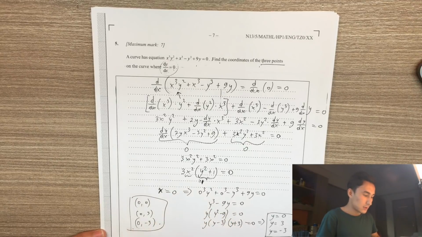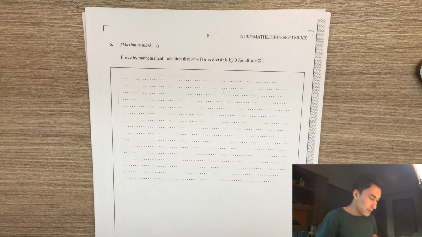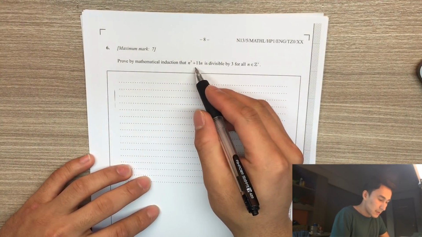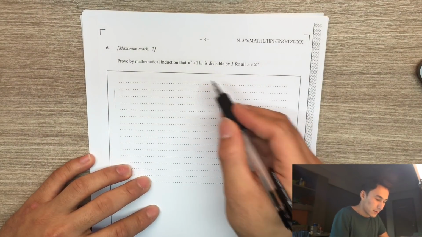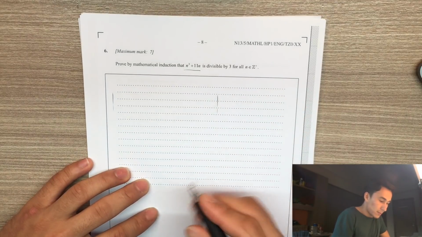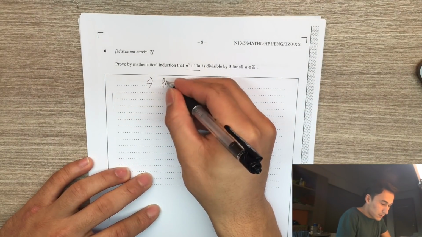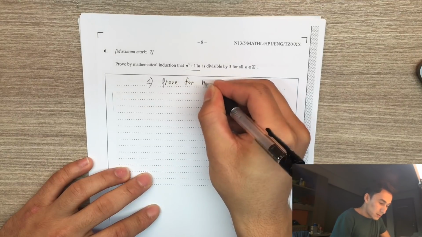Let's go to the next question. Prove by mathematical induction that n cubed plus 11n is divisible by 3. So for mathematical induction, the first step is to prove for n is equal to 1. Let's check.